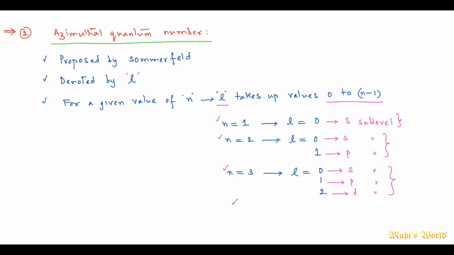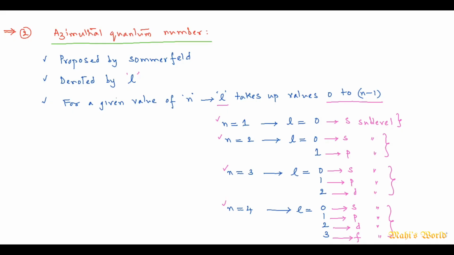Let me go for that. N is equal to 4. In that case, the possible values of L are 0 to 4 minus 1, nothing but 0 to 3, nothing but 0, 1, 2, and 3. Now, this is your S sublevel. This, of course, is P sublevel, D sublevel, and this, of course, is F sublevel. See, in n is equal to 4, I mean, in fourth orbit, you got 4 sublevels. That's it.